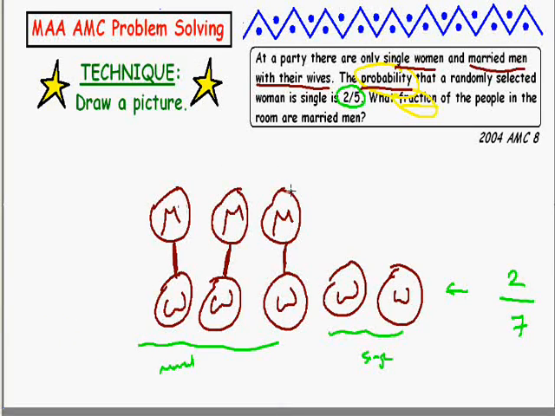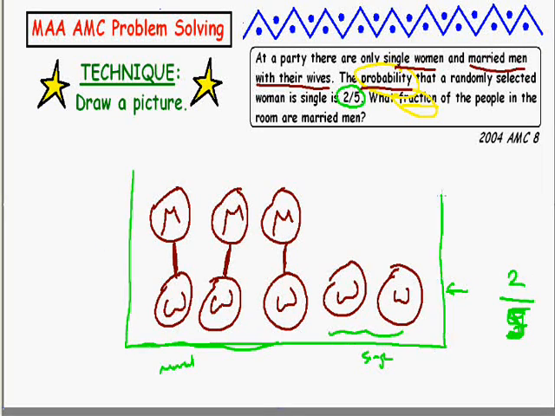So now I have a picture of some married men and their wives and some single women, and if I just look at the women, 2 out of the 5 women, whoops, let's change this number here, 2 out of the 5 women are now single. I'm guessing that I've got a pretty good picture for the situation right now. Probability that a randomly selected woman is single is 2/5. I'm going to guess that's my picture. Alright, this is pretty good.